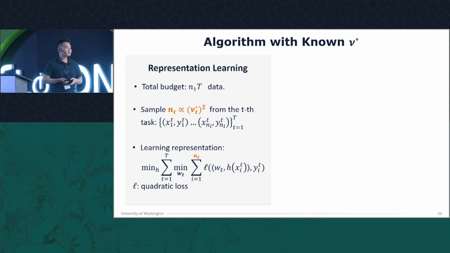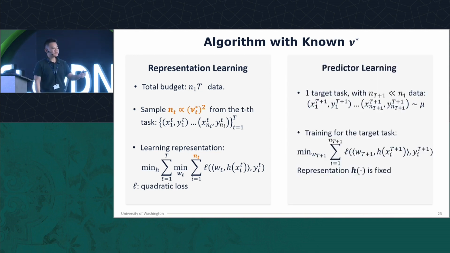We still learn this representation using the bi-level optimization, and we fix this H and learn the last layer for the target task again. So the only thing we change is that instead of using uniform sampling, we use non-uniform sampling according to this task relevance.